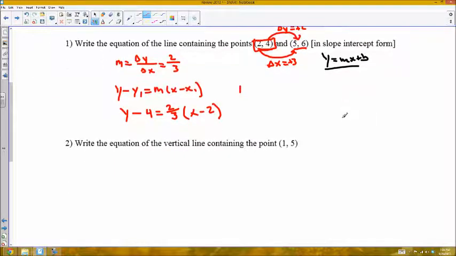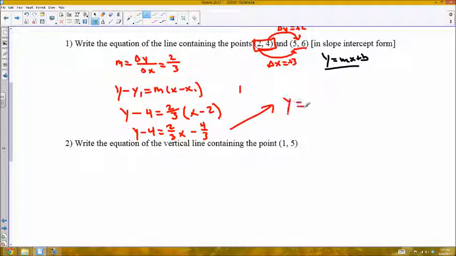So that's one thing to note. Okay, so now going back to this example, make sure you note that. I'm going to distribute this 2/3 to this example. So I get y minus 4 equals 2/3 x minus, and 2/3 times 2 would give me 4/3. I'm going to add 4 to both sides.